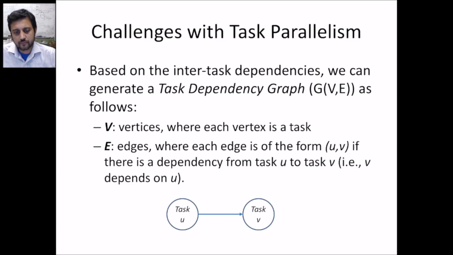So in this example, we have task V depending on task U, which means the data that is output by task U, or at least some part of the data, is needed as input to task V. This arrow shows the direction of dependency, and this typically translates into a temporal dependency where task V has to wait for task U to complete.